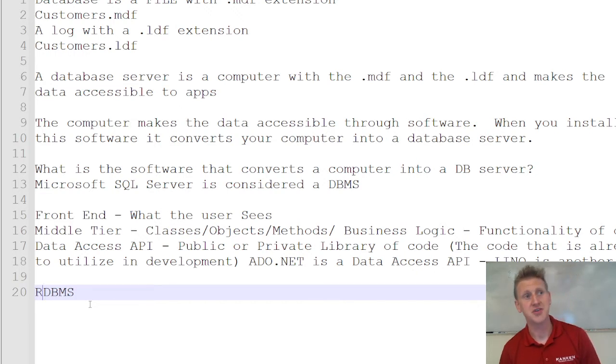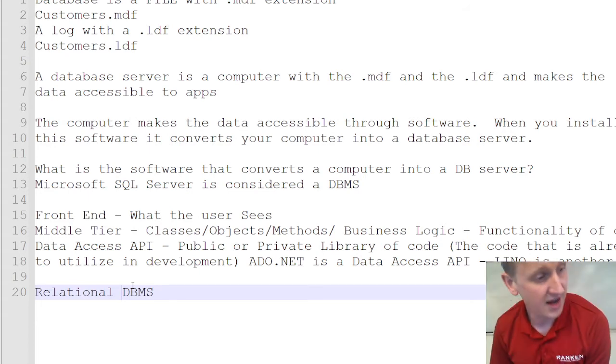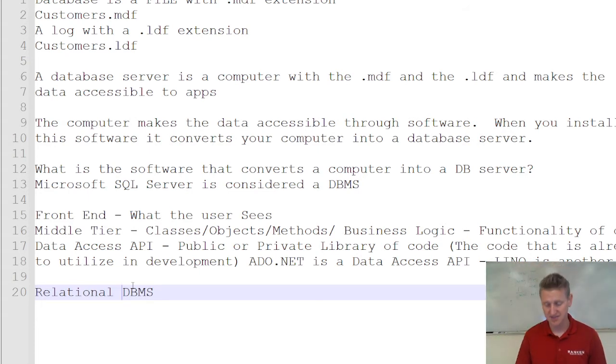You could throw this extra letter in front of it. We'll call it an RDBMS. And R stands for Relational Database Management System. And a relational database management system is what we're going to do in this class.